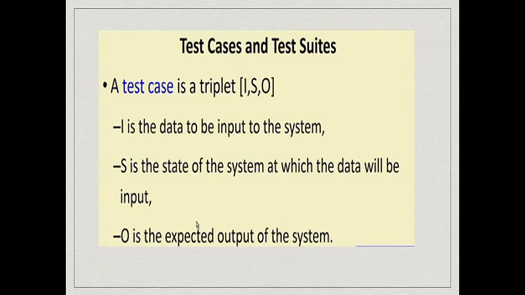So based on that we can say that a test case has three components: I, S, O. I is the input data, the test data to the system. S is the state of the system at which the data will be input, and O is the output that should be expected. Just to give an example of the state at which the data is to be input, let's consider a functionality in the library system, let's say renew book.